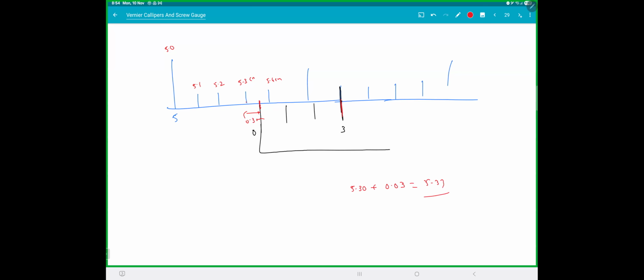Are you clear why Vernier calipers works? Because you took two different scales of different divisions, the distance between them became the smallest length you can measure. Are you getting the point? Because the main scale can measure everything in 1 mm. The second scale can measure everything in 0.9 mm. You use the difference between them to measure even smaller than both of them. Is that clear, everyone? I'll give you one more. You tell me what will be the answer for this one then.